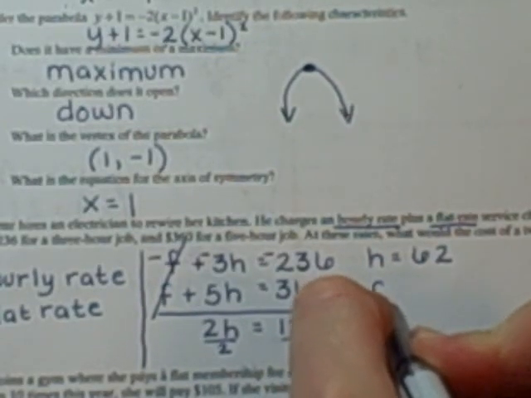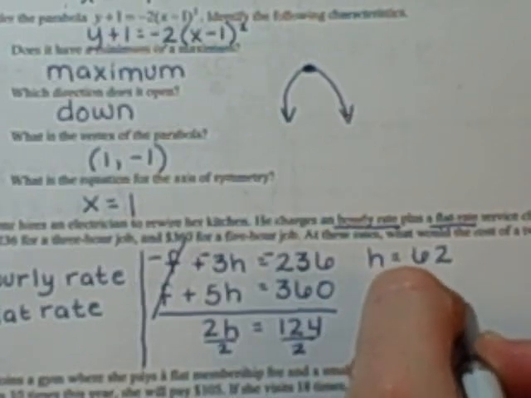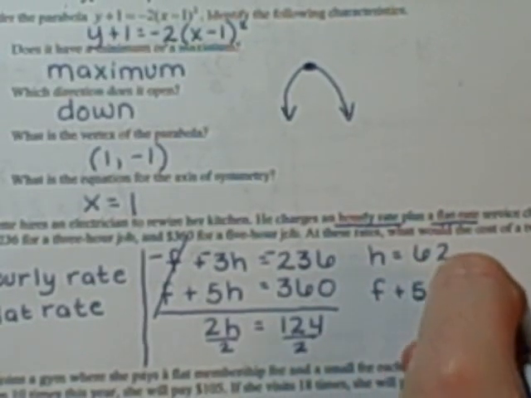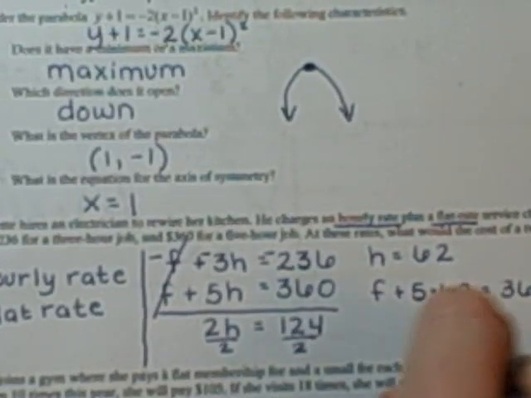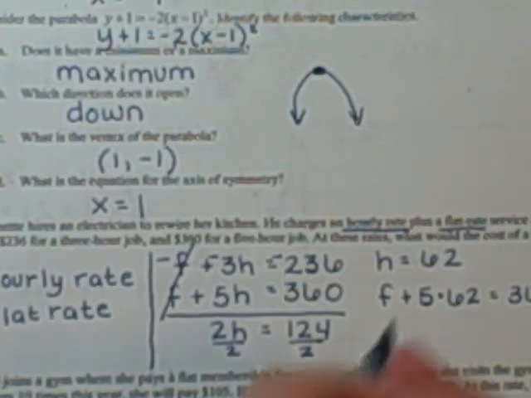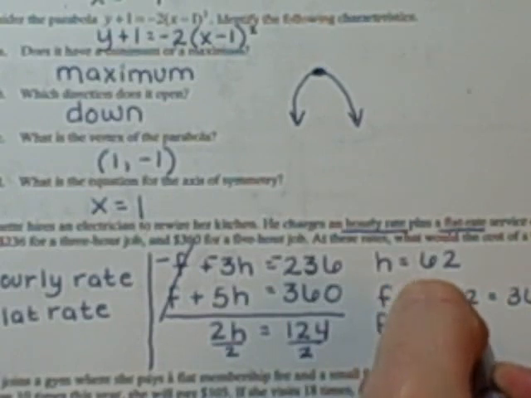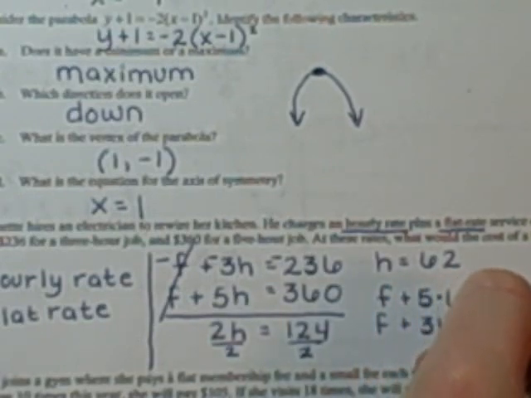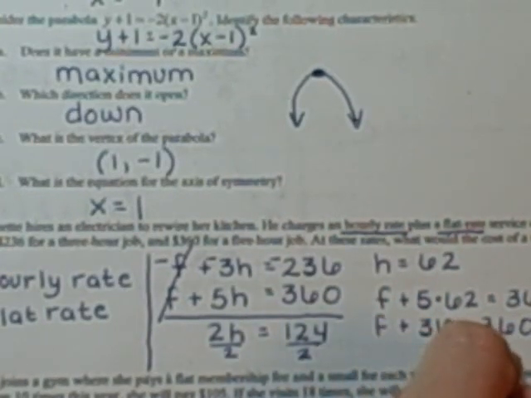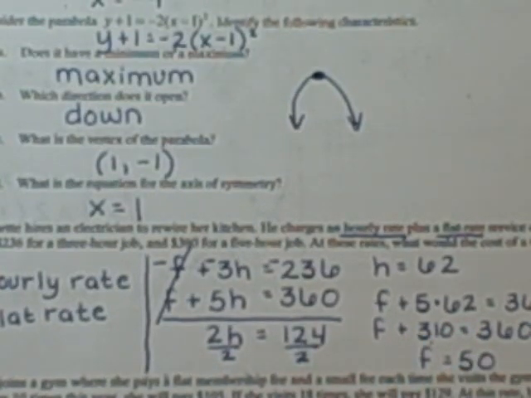So I would say f plus 5, but now I'm going to put 62 in for h instead. That has to equal 360. Well, 5 times 62 is 310. From here, I would just subtract 310 from both sides, and you should come out with f equals 50. So this flat rate, or the service charge, is $50.